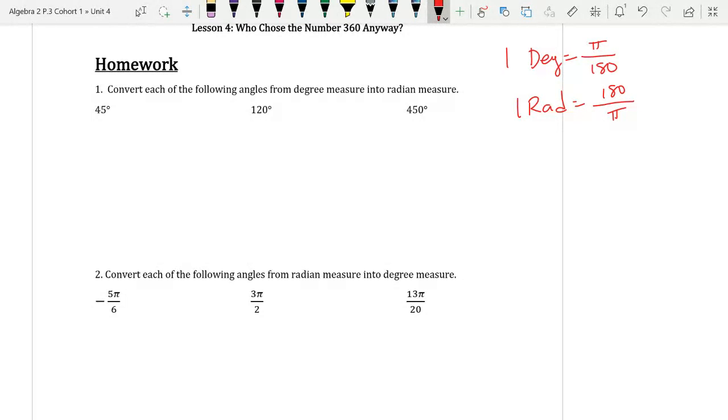So 45 degrees, well, if each degree is represented by pi over 180, I'm going to take 45 and multiply it by pi over 180. That just converted to radians. Now I want to reduce that, because what I have here is a fraction of 45 pi over 180. If I reduce that, 45 goes into 180 4 times, so this becomes just pi over 4. So 45 degrees and pi over 4 are the same thing. They're the same angle.